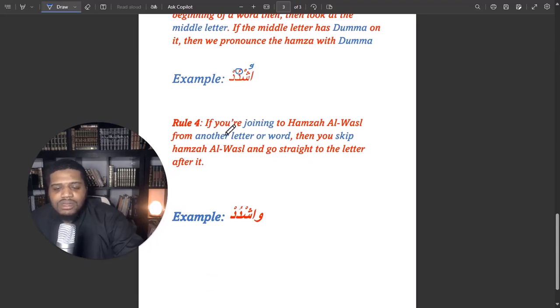And then the last rule is, if you are joining, okay, this is when you're joining now, to Hamzatul Wasl from another letter or word, then you skip Hamzatul Wasl completely. You skip Hamzatul Wasl and you go straight to the letter after it. So the example I gave here is the same one as this. It's this example, but we put a letter before it.